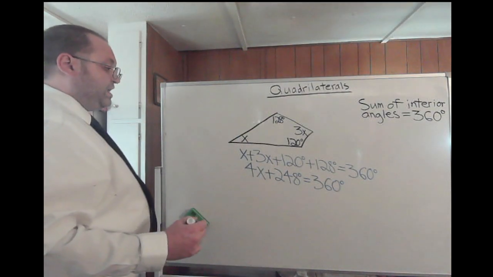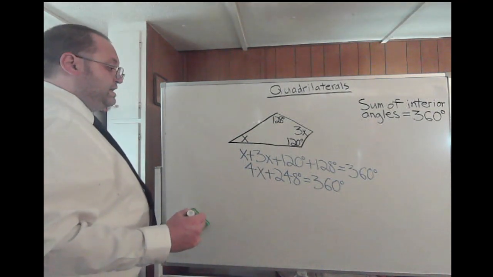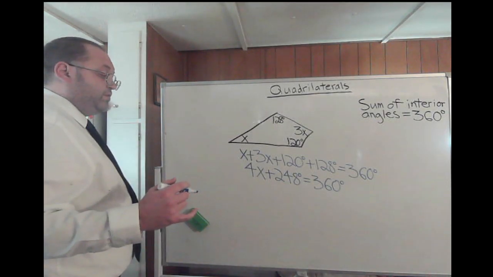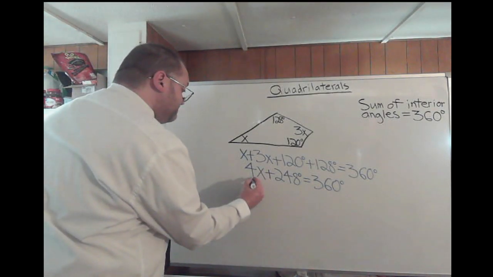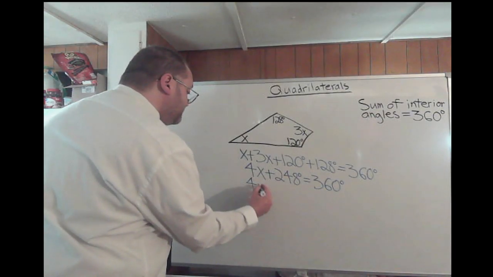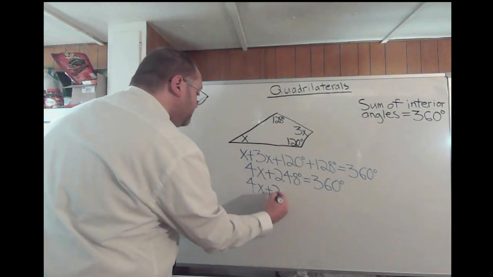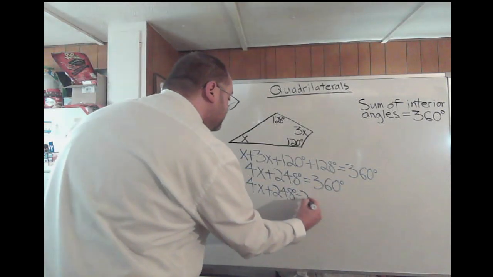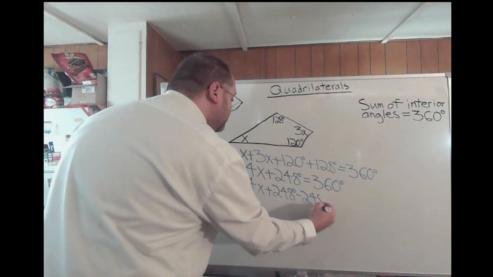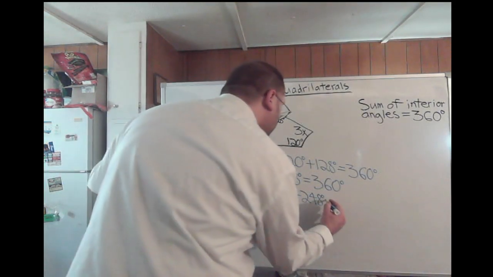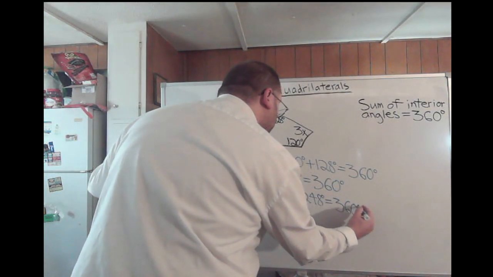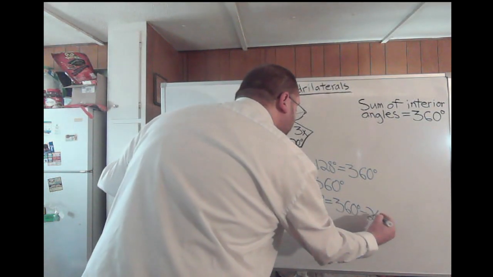Alright, now we got the 4x plus 248. We just want to get 4x. So you got to subtract 248 from both sides. So 4x plus 248 degrees minus the 248 degrees equals 360 degrees minus 248 degrees.